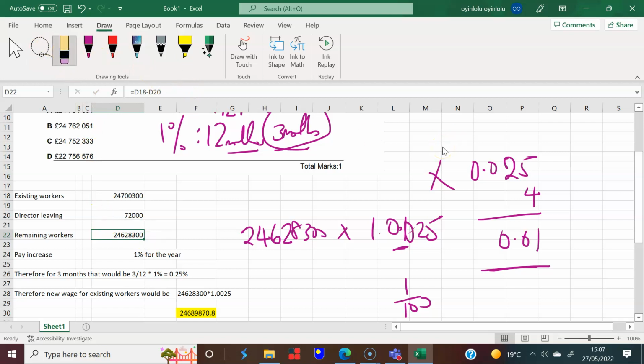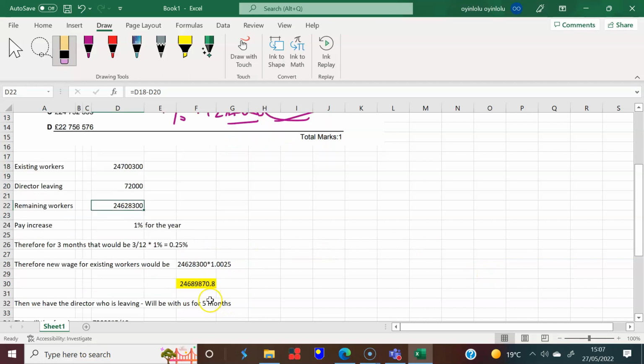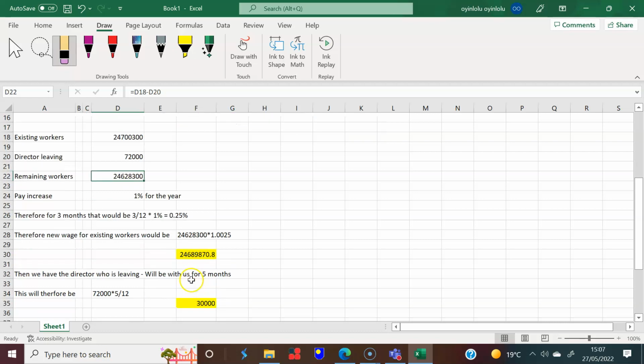Okay, right. Sorry, let's just see how that works. So we multiply that, and then we get this new wage situation. Yes, that's the new figure for the existing workers.